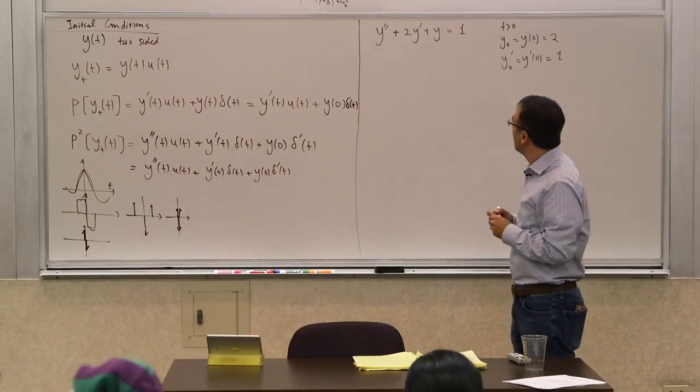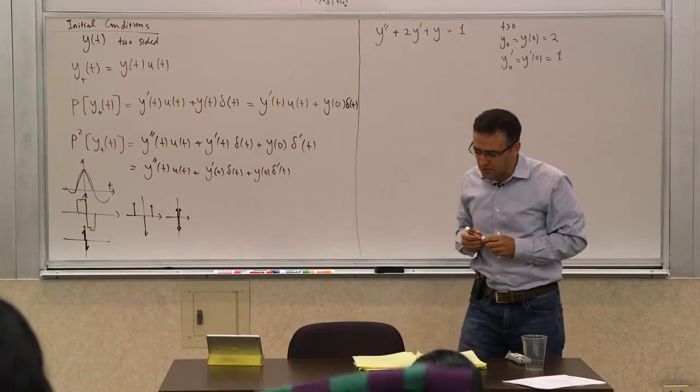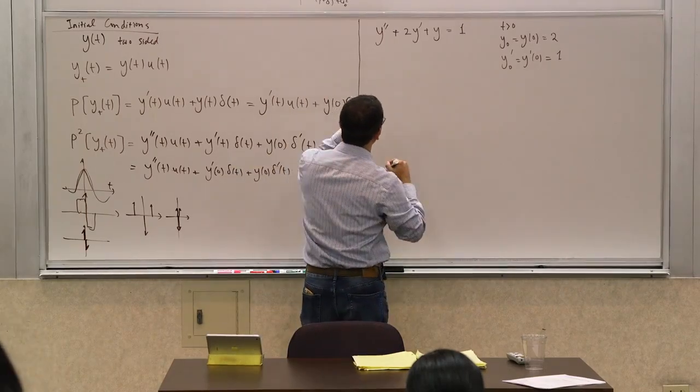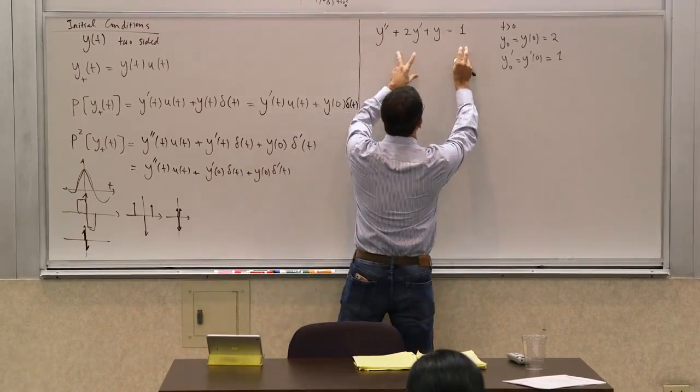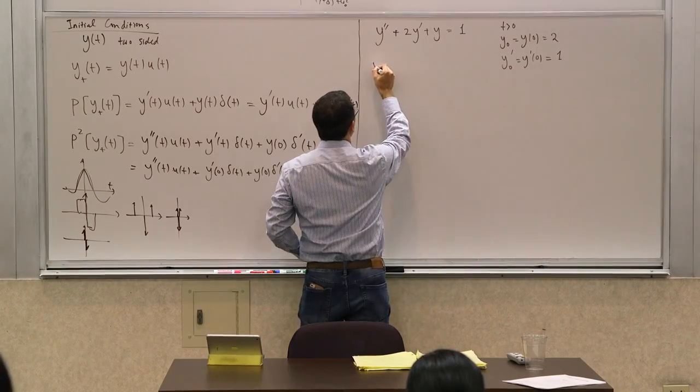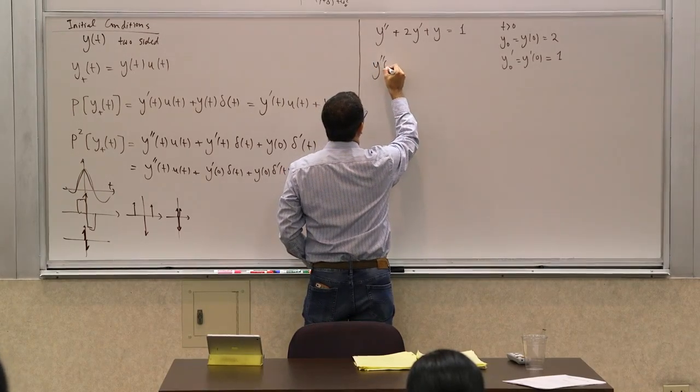All right. So how do we solve this? So let's see how we solve this. So let's think about this. If I'm trying to solve this, there's one thing I'm going to do. I'm going to multiply both sides of it by u of t. Okay? So let's multiply both sides of it by u of t.